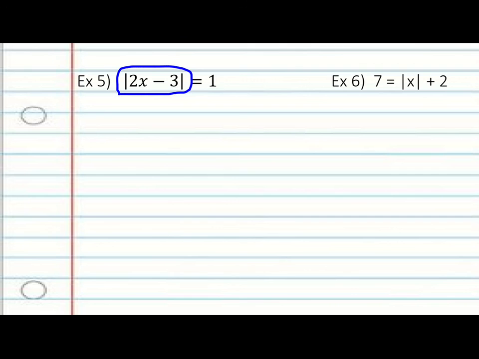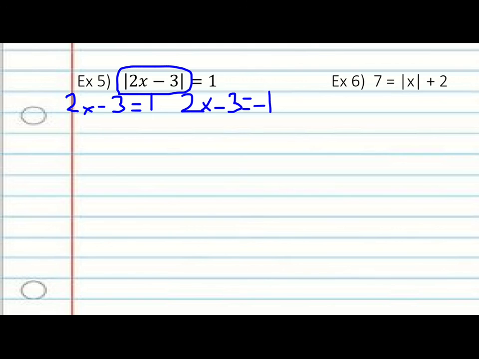When the absolute value is isolated, I'm going to take what's on the inside and set that equal to both the positive and negative of the number on the outside. So I'm going to say that 2x minus 3 could be positive 1. I'm also going to say that 2x minus 3 could be negative 1, because the absolute value of positive 1 and the absolute value of negative 1 both produce 1. So you have to set up two equations. Once you set up the two equations, we solve them.